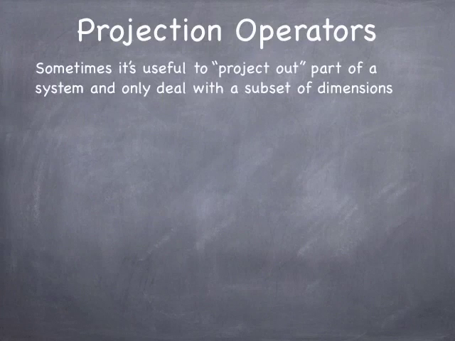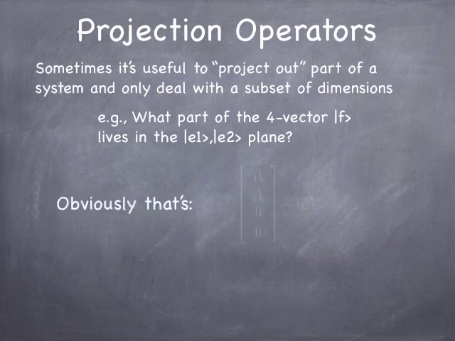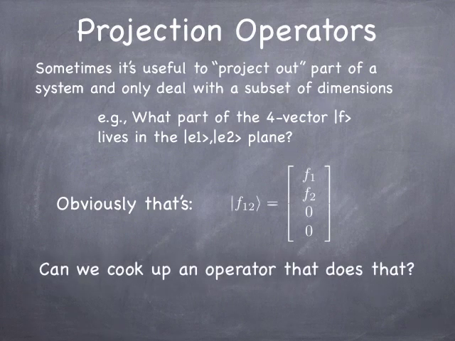Sometimes it's useful to imagine projecting out part of a system. So I want to talk about something called a projection operator. So you might say, for example, what part of a 4 vector lives in the E1, E2 plane? So you have a 4 element ket f, and we want to know what does that look like if we project it onto the E1, E2 plane? Well, clearly that's just going to be the 1 and 2 components are there, and the 3 and 4 components are missing. So that's the idea. Can we build an operator that does that? Is it possible to cook up an operator that does that?